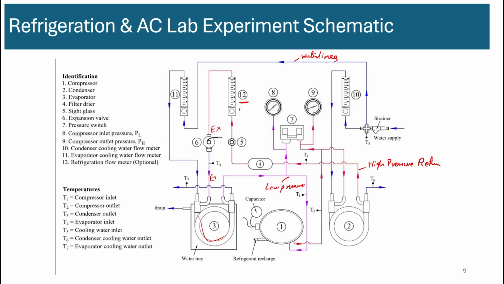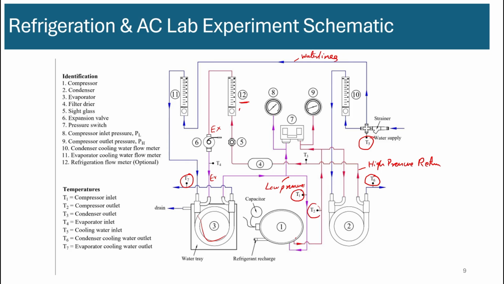Temperatures. There are three temperature sensors for the water line. One is the inlet temperature of the water, which is the same for both condenser and evaporator, and the outlet temperature, which is different for evaporator and condenser. The outlet temperature is T6 for the condenser and T7 for the evaporator. Then the remaining temperatures, 1, 2, 3, 4, are for the refrigerant lines, T1 to T4. T1 is at the inlet of the compressor.